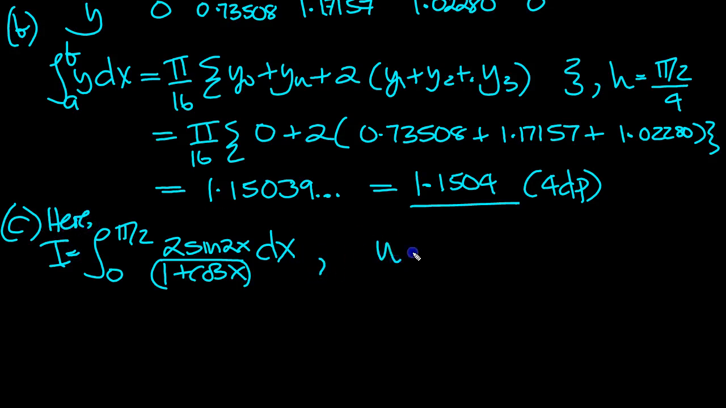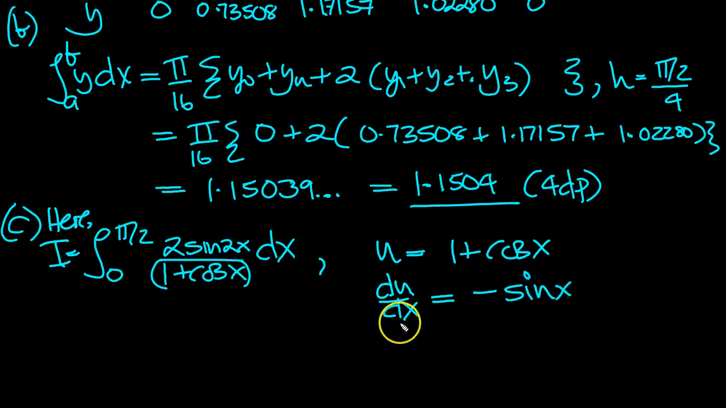And then u is equal to 1 plus cos x, wasn't it? So du dx then, minus sin x. So we can replace the dx by du over minus sin x. Or minus sin x dx is du, any of those.